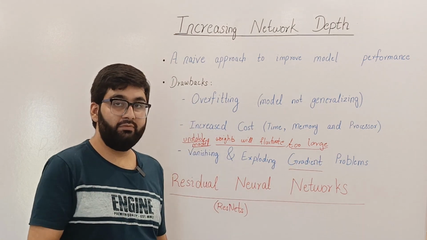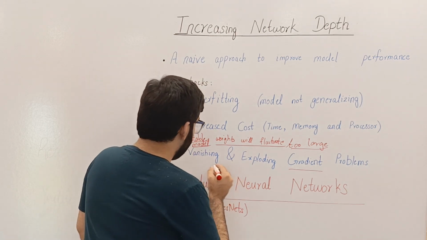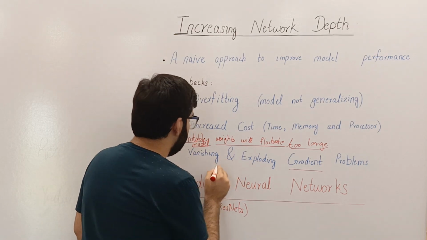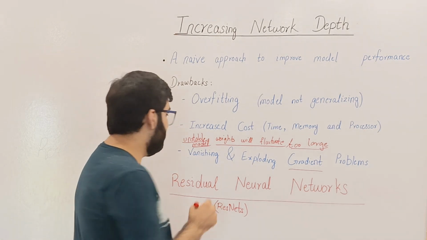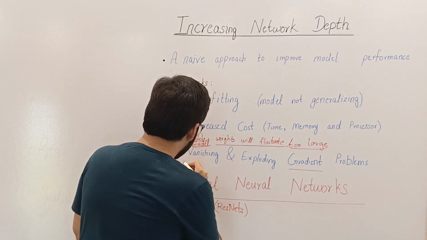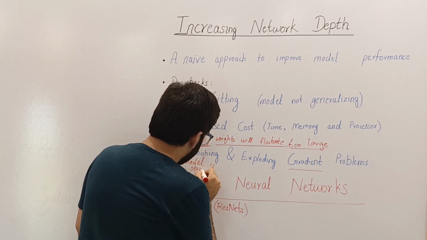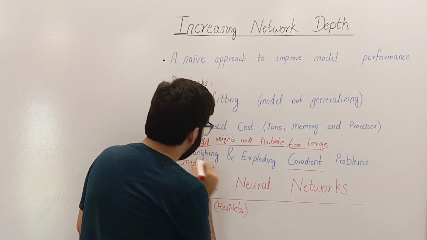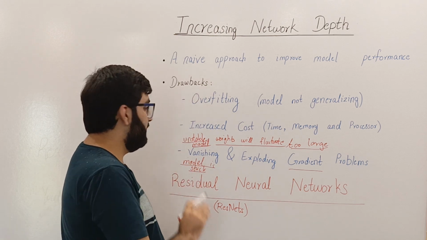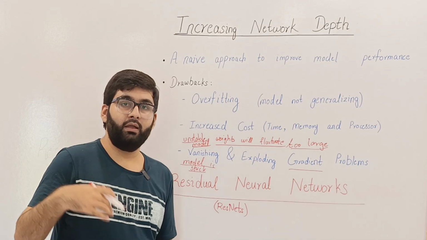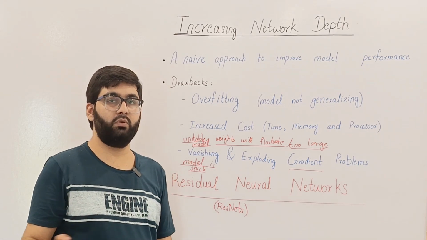On the other hand, if the gradients become too small, that is the vanishing gradient problem. That means the weights are not updating anymore and the model is stuck. This is called the vanishing gradient problem. Both these problems are resolved by advanced architecture techniques instead of simply increasing the depth of the network.